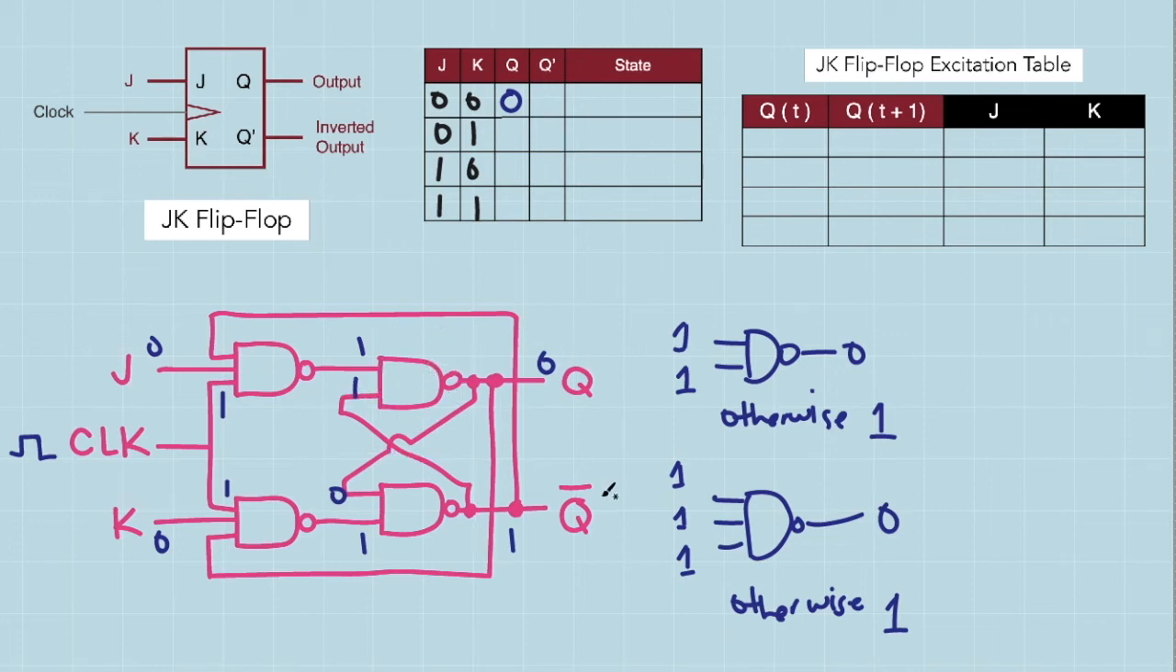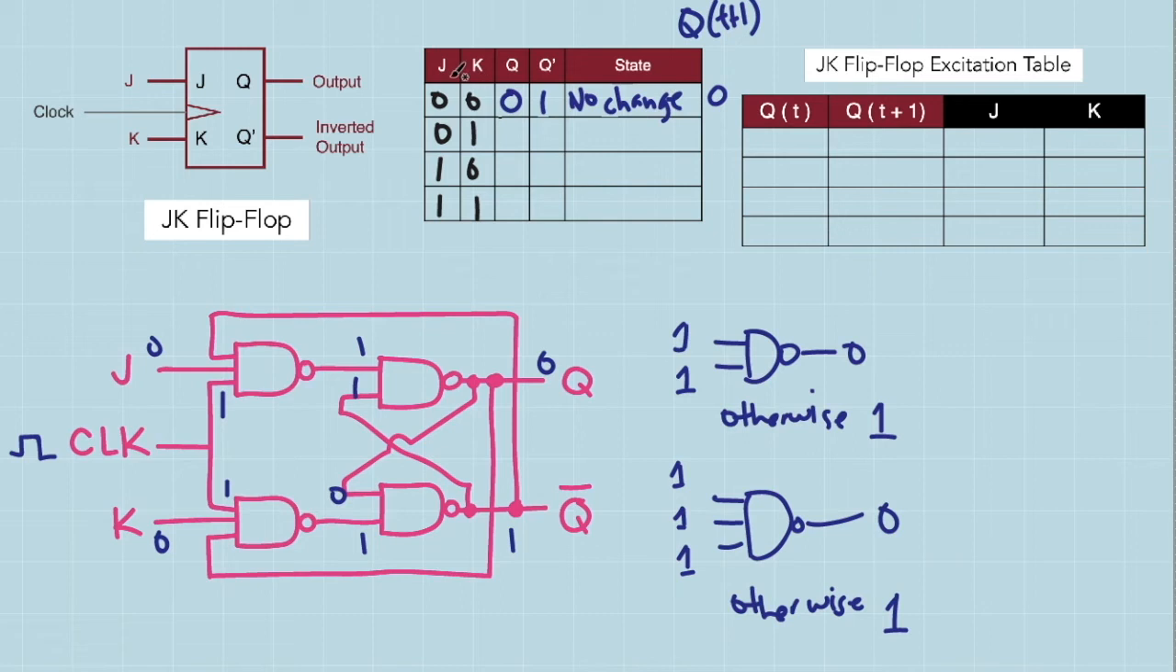So I'll put, for Q bar, I'm going to put this value here. After one clock pulse, let me just put it here, Q of t plus 1. After one clock pulse, the value of Q is still the same, 0. For this case, where J and K are both 0, there is no change in state of the output Q.